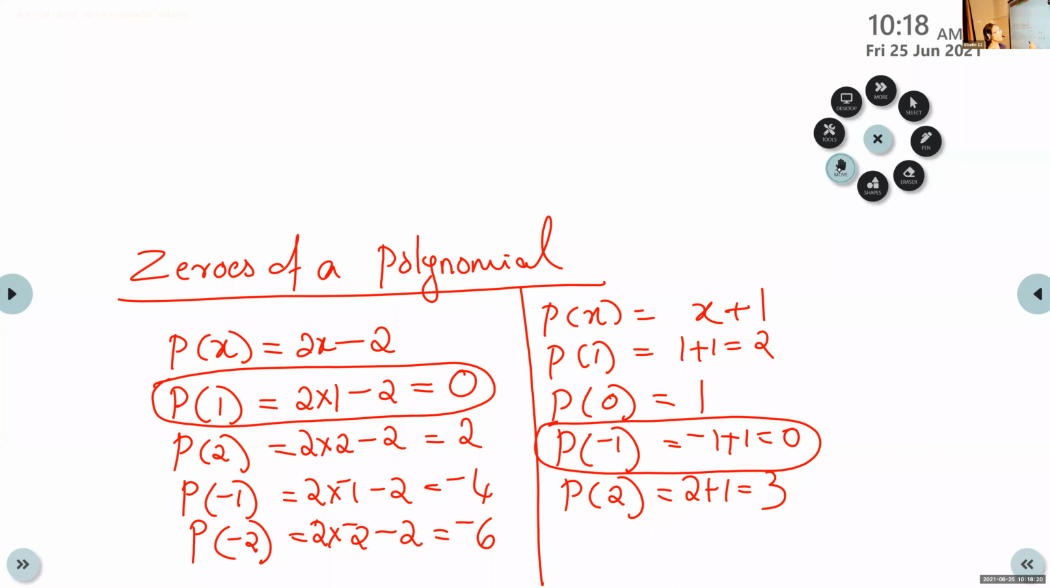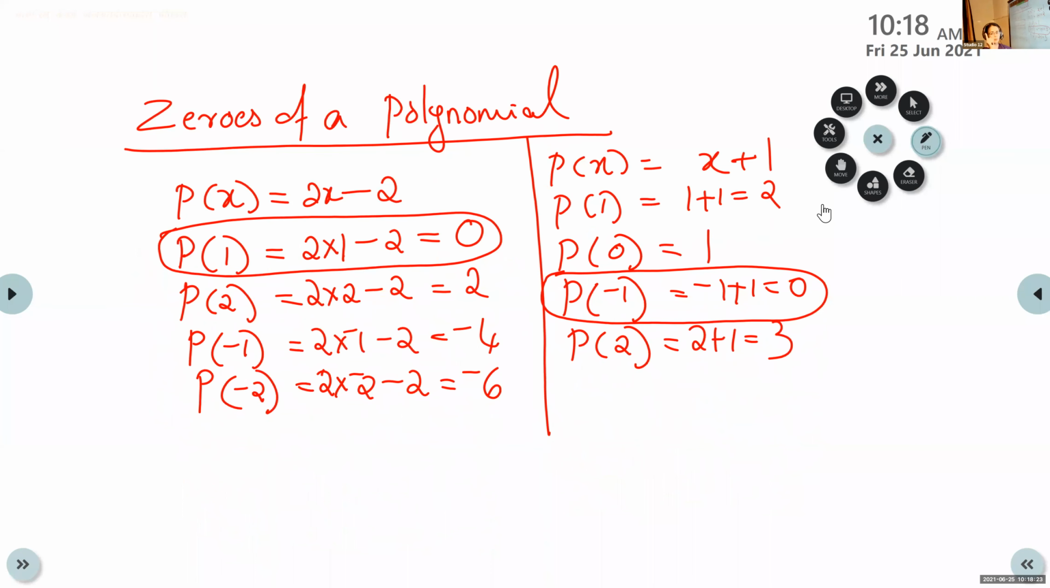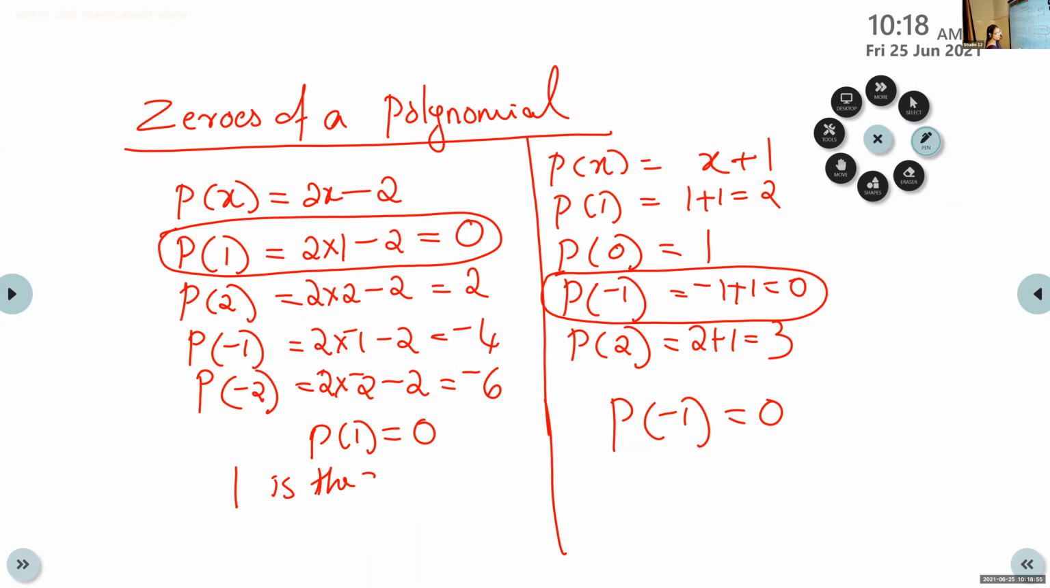Okay, so the zeros of a polynomial are those values at which the value of the polynomial becomes zero. Zero of a polynomial means those values at which the value of the polynomial becomes zero. So see here, P of 1 equal to 0, and here P of minus 1 equal to 0. So here 1 is the zero of P of x. Here P of x is 2x minus 2. Here 1 is the 0 of P of x equal to 2x minus 2.